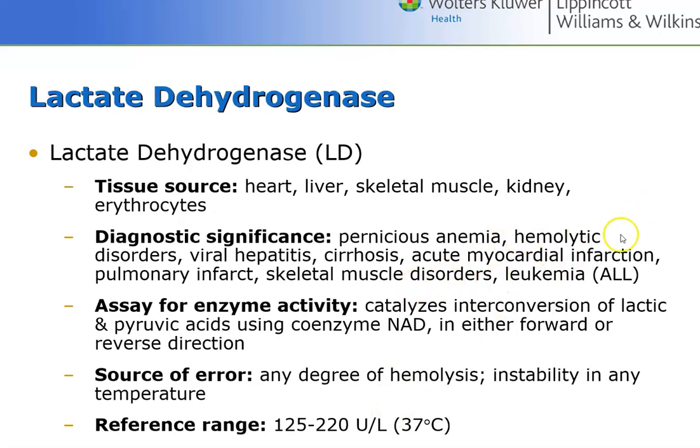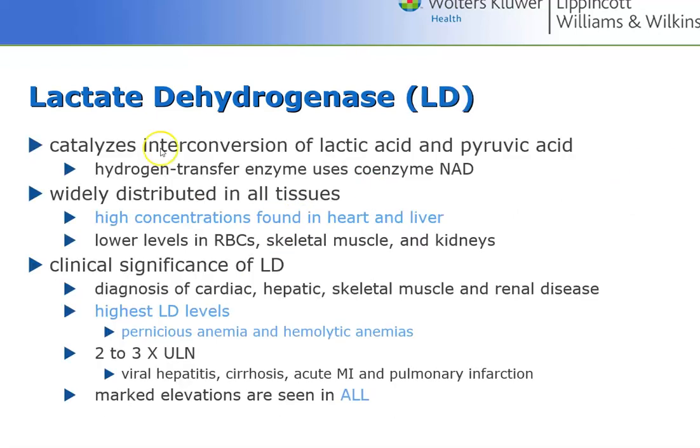So you have to watch out for any amount of hemolysis, because that's going to falsely elevate this, because it's in the red cells. Lactate dehydrogenase is what helps convert pyruvic acid to lactic acid and back again. So it's useful and it's used a lot. Really super high concentrations of LD are found in the liver and in the heart. So when we see LD going up, the first things we're looking for are what's going on with the liver, the heart, and the lungs.